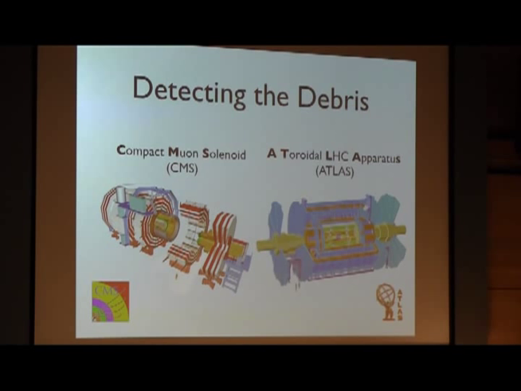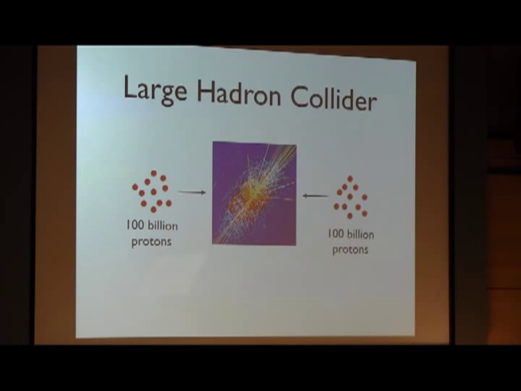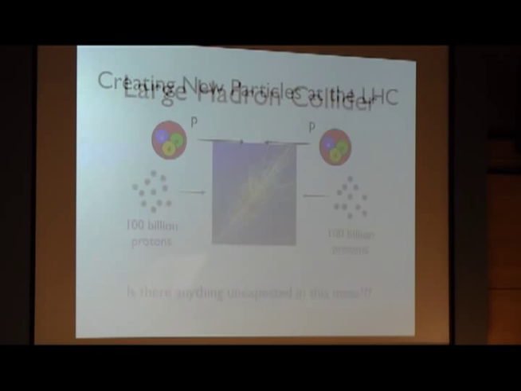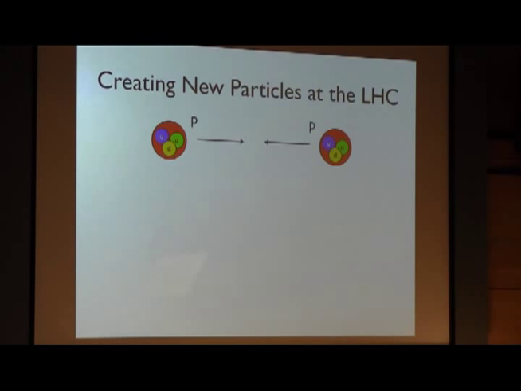But these are huge, huge experiments to detect something that's happening at a place that's smaller than a human hair. So you collide your 100 billion protons with your other 100 billion protons, and this is what it looks like. And the thing that you have to keep asking is, is there anything unexpected in that mess? It's not simple to figure out what is new in all of that stuff. So we collide two protons, right? That's what I keep saying. It's totally not what actually happens, though.